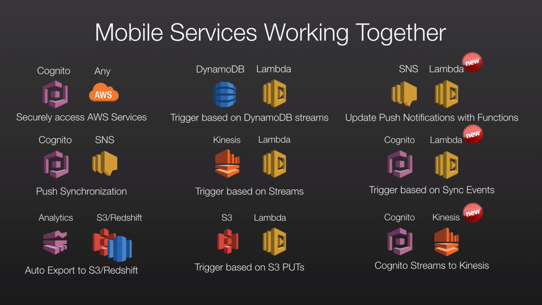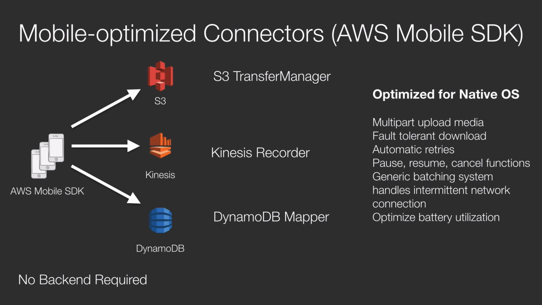getting them working together. Also got those mobile optimized connectors that we talked about a second ago. So S3, Kinesis and DynamoDB with the ORM, optimized for the native OS and enabling you to work directly with service endpoints from within your application on all of the supported SDKs without requiring this server-based backend. So again, it's mobile SDK talking directly to AWS service endpoints. A very scalable and cost-effective way to deliver the backend for your application.